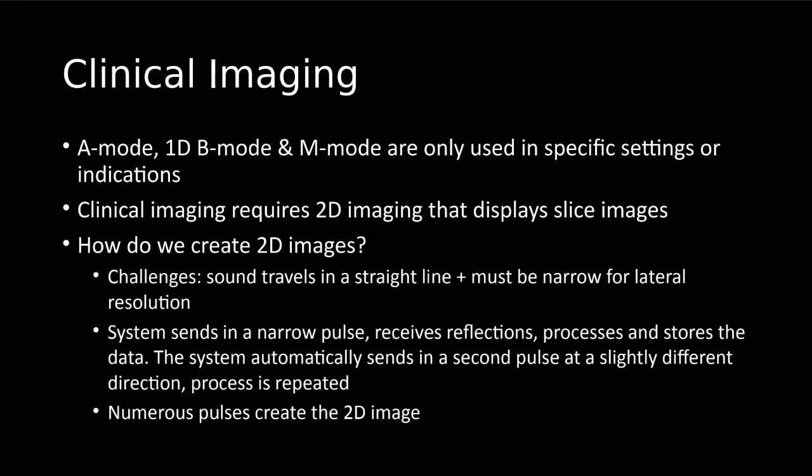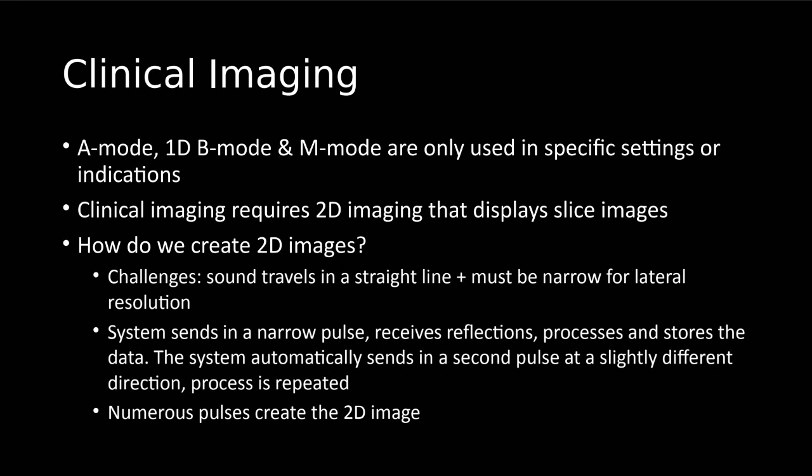Now, in order to compensate for that, our ultrasound system is going to send in a very narrow pulse. It's going to receive the reflections. It's going to process and store that data. And then the system is automatically going to send in a second pulse in a slightly different direction. And that process is repeated hundreds of times, if not thousands of times.